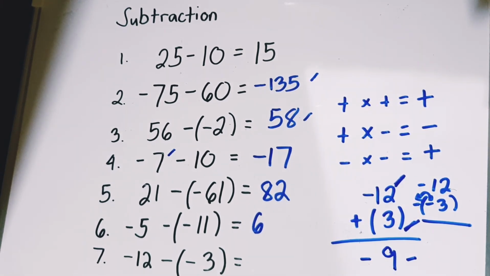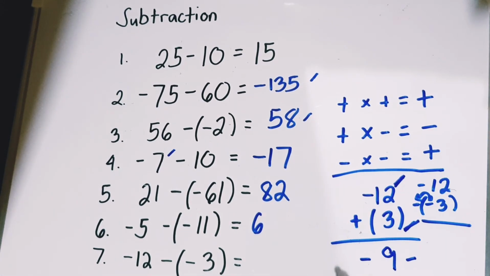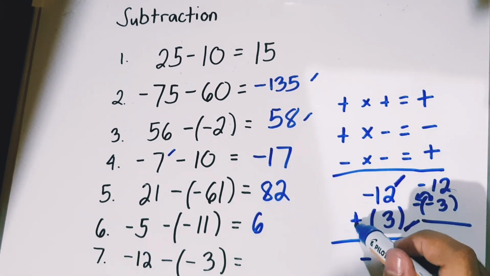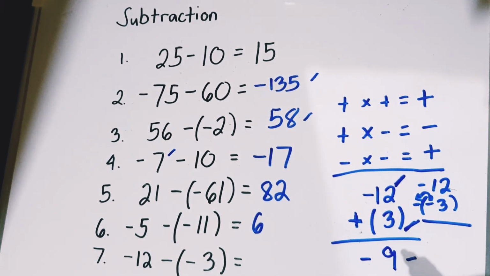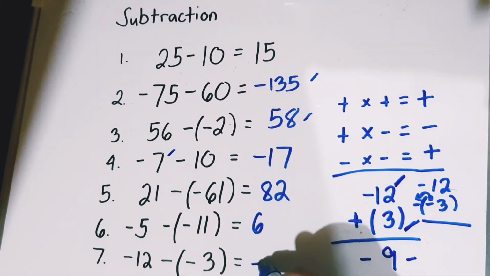When you multiply the signs, to make it easier, I multiply the signs. Then the sign now is addition instead of subtraction, so that it will be made easy. And then you add them both. So the answer is negative 9.